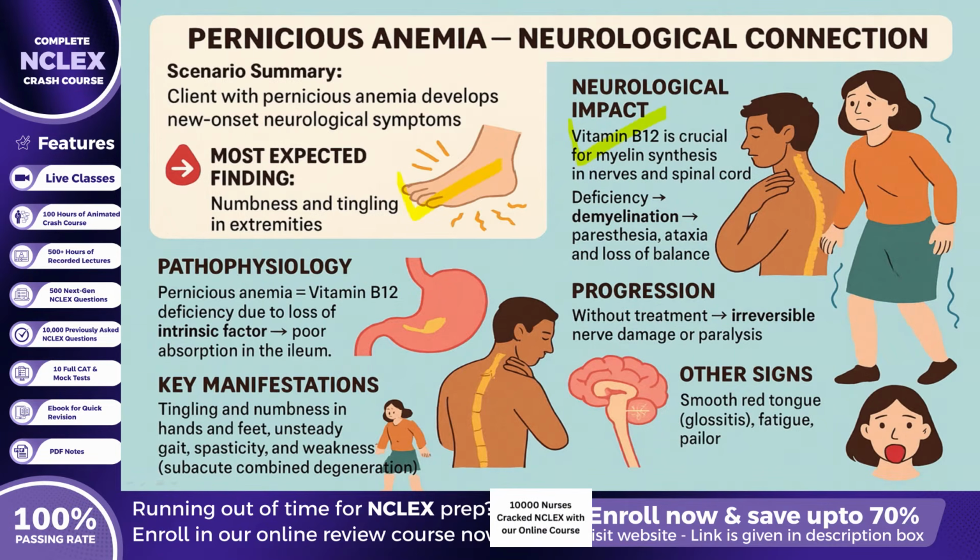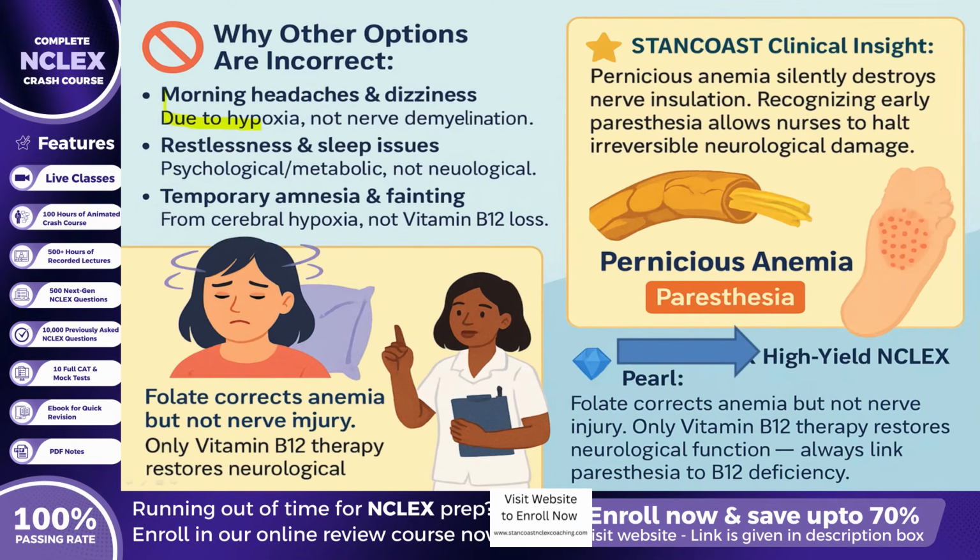The deficiency of vitamin B12 also interferes with methionine production, a key amino acid for myelin repair, further aggravating nerve injury. In addition to neurological issues, clients may exhibit a smooth, beefy red tongue, glossitis, fatigue, and pallor due to the hematologic component. In contrast, option 2, morning headaches and dizziness, may occur due to general hypoxia in anemia, but are not characteristic of the neurological complications of pernicious anemia.